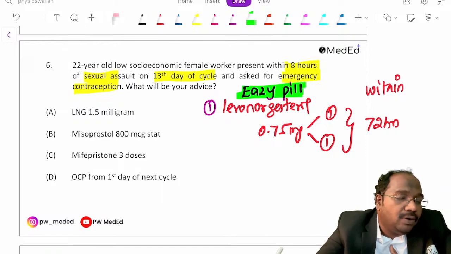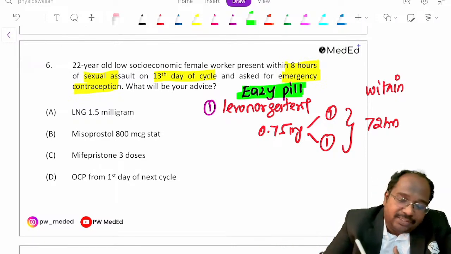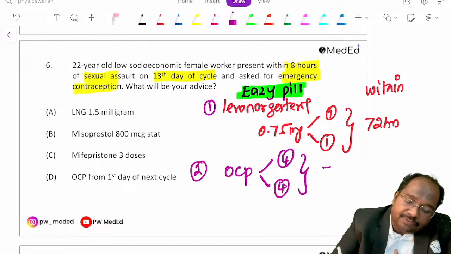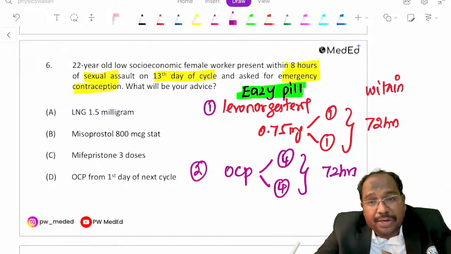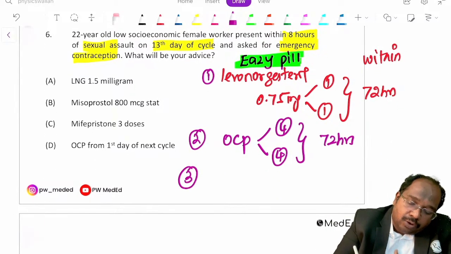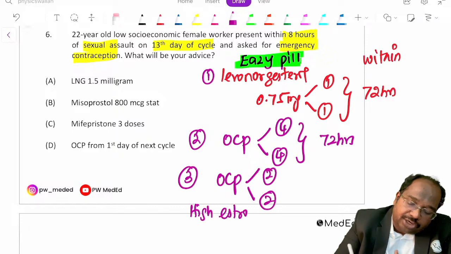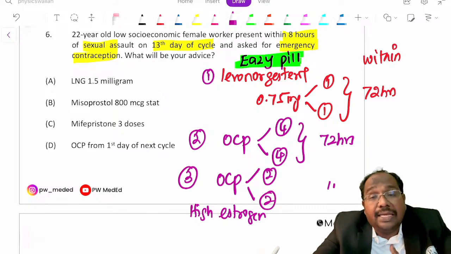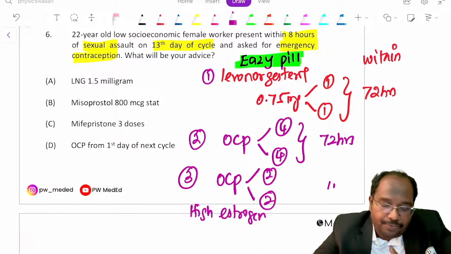Okay, fine. Now, what else can we do? We can give OC pills, 4 tablets, again within 72 hours. Third, you can give OC pills, 2 tablets, of high estrogen dose, within 72 hours. This is also something you can give.